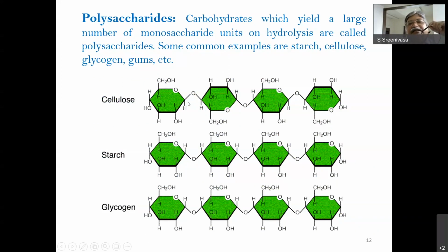Cellulose. Just look at the linkage. Here, 1,4-glycosidic linkage continues throughout in a straight chain manner. This is cellulose, starch, glycogen. Here we are having different types of linkages. Based on the linkage, they will show different properties.